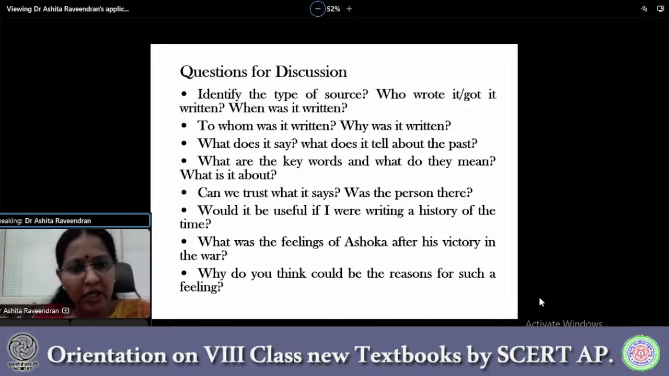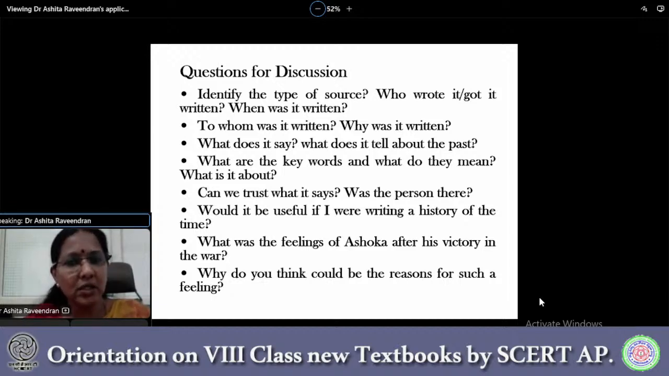The initial questions are all pertaining to the information regarding the history, like: identify the type of source, who got it written, why and where was it written. Looking at the inscription, the child will be able to find out that, okay, there is a reference to the Kalinga War. So the Kalinga War was during that time period. So this was written after the Kalinga War, which means this was written during this time period.